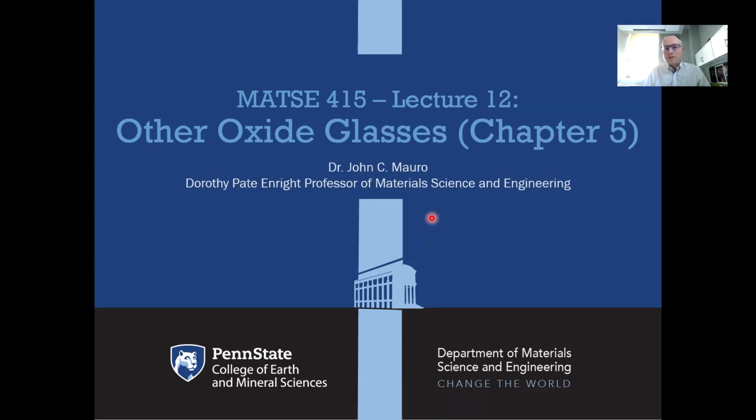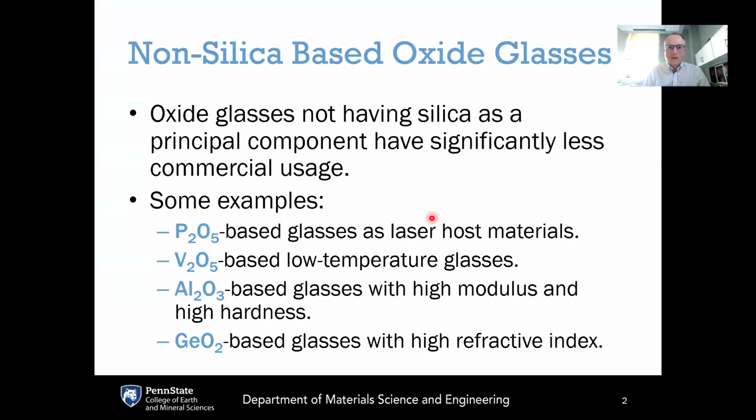Today, we're going to focus on other families of oxide glasses. And we're going to cover actually a bunch of families of non-silica and non-borate based oxide glasses. So oxide glasses not having silica as a principal component do have significantly less commercial usage compared to silicate glasses, but they still have some very interesting properties. So we're going to have an introduction to some of their structure as part of this lecture today.